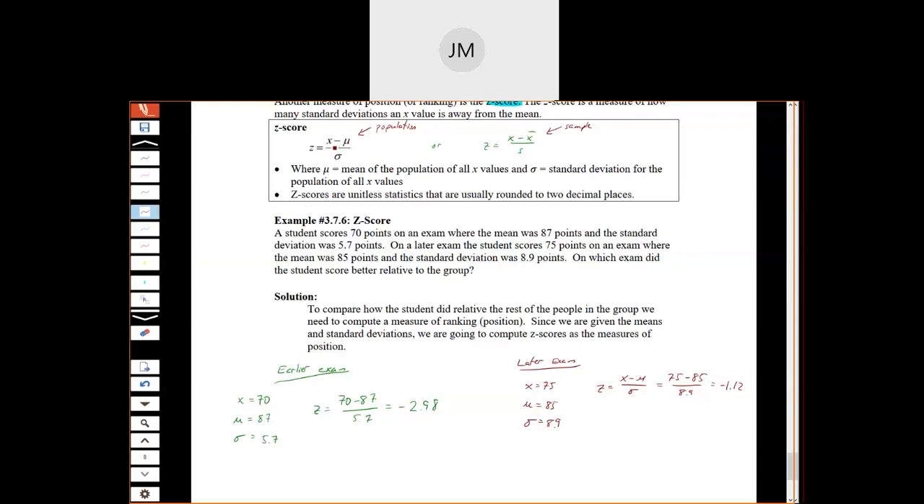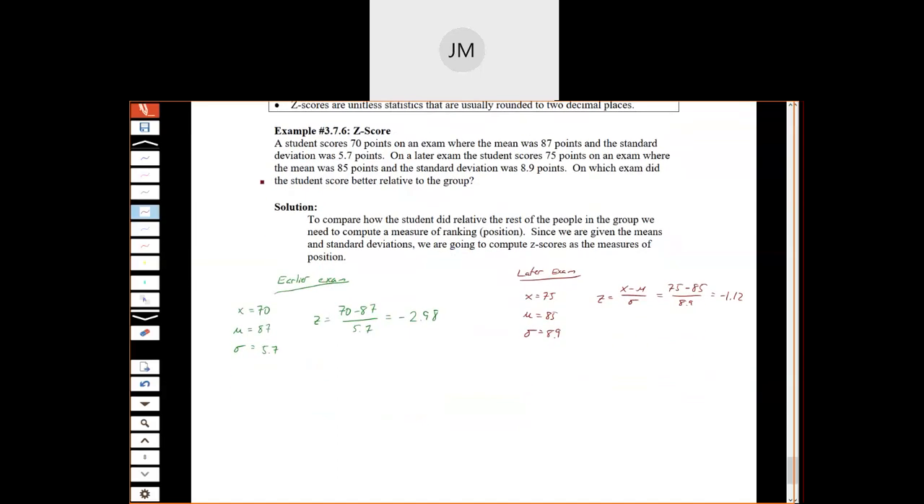Looking at my formula, if my X value is bigger than the mean, when I subtract, I'm going to get a positive. So I know that a positive z-score means that you have a value higher than the mean. A negative z-score is a value lower than the mean. So a positive z-score means X is above average. That means a negative z-score means that it's below average.